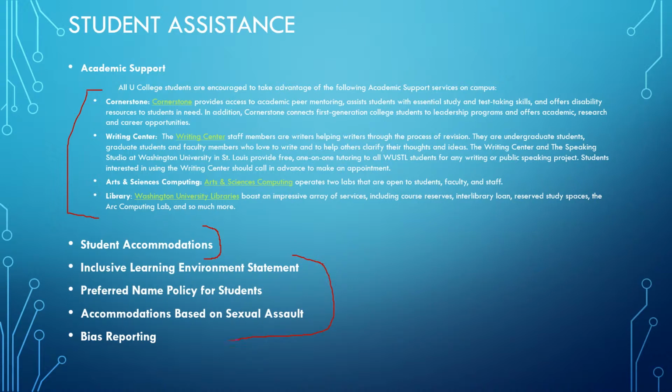Also on the bottom of the page are a number of things that you should make yourself aware of: the inclusive learning environment statement, our preferred name policy, accommodations if you've been a part of a sexual assault, and also bias reporting. So you can look those over and ask me any questions if you'd like to.